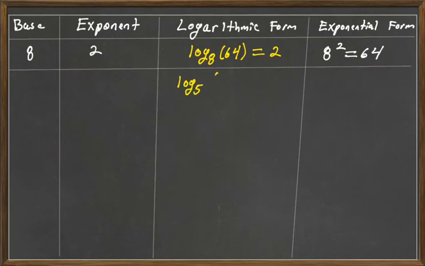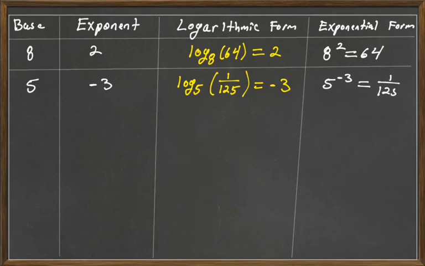Alright, let's try another one. Log base 5 of 1 over 125 is equal to negative 3. Okay, so that's provided for us. The base here is 5, and the exponent is negative 3. So is 5 to the negative 3 equal to 1 over 125? It should, and we can always verify this. So 5 to the minus 3 is equal to 1 over 5 to the third, and 5 to the third is 5 times 5 times 5. 5 times 5 is 25, times another 5 would be 125, so that is in fact correct.